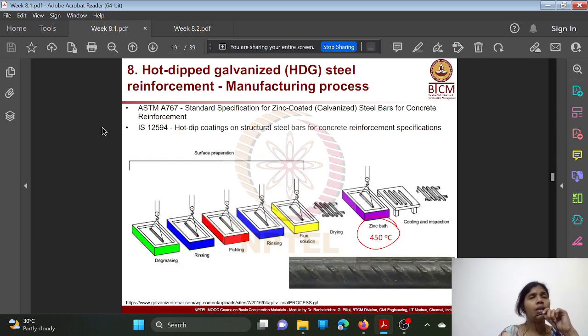And the two things we have seen so far, FBEC and CPC, are epoxy-based coatings. But this hot dipped galvanized steel reinforcement, HDG, is metal coated, not epoxy coated, and we'll see what the manufacturing process is here. ASTM A767 gives the standard specification for zinc coated galvanized steel rebars, here zinc coated, for use as concrete reinforcement. And IS 12594 covers hot dipped coatings on structural steel bars for concrete reinforcement specifications.